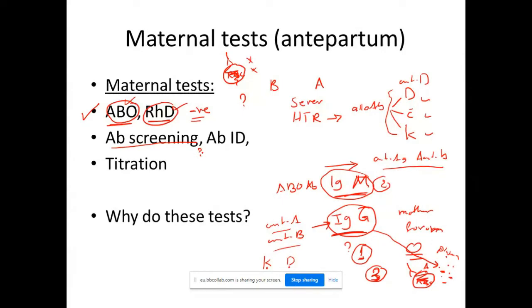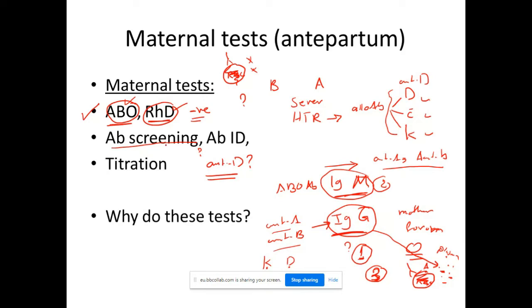Compatibility. And I'm looking for antigen now. Why? To detect an unexpected antibody. But what if we recognize that this patient, for example, has anti-D? What will we do? In case the woman has already developed the antibody, we have to know whether she already has it or not. How can we know that? By doing an antibody screening test.